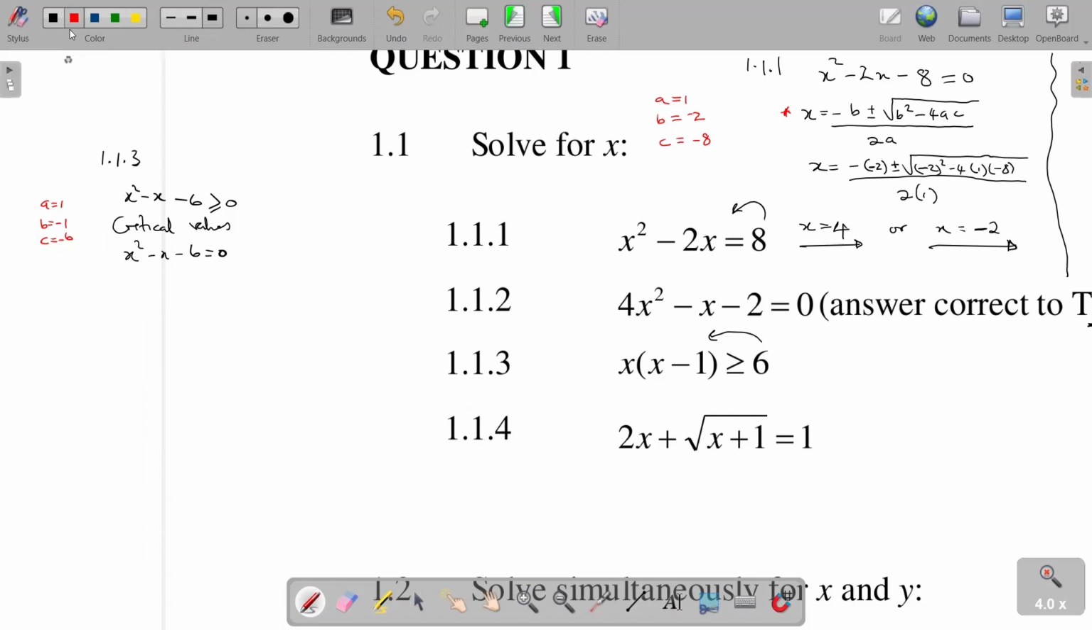So our x is going to be equal to minus B, which is -1, plus or minus the square root of B squared, which is -1 squared, minus 4, A is 1, C is -6, all over 2A. Sorry, our A there is 1.